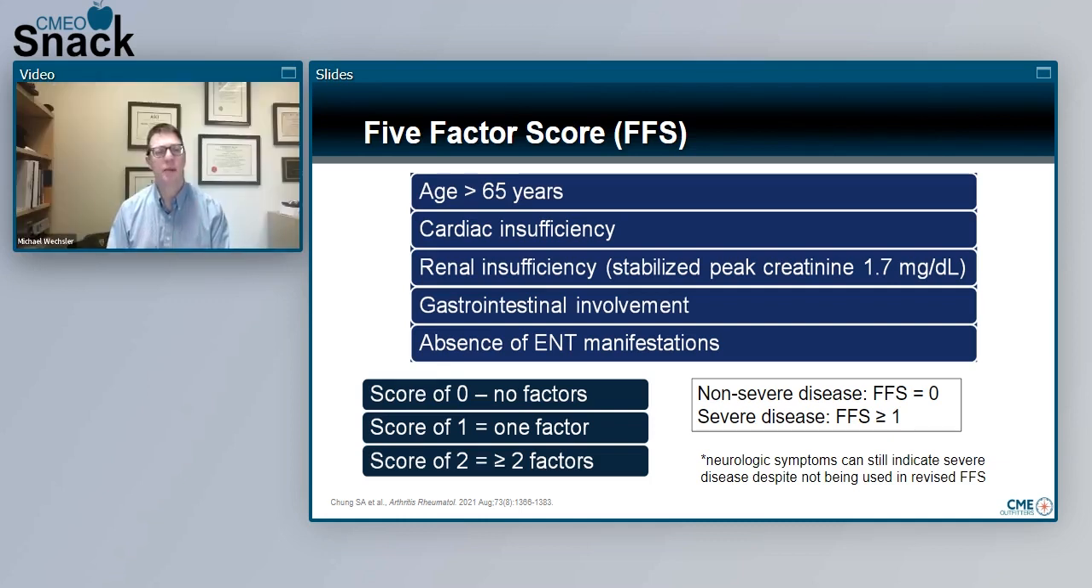Okay, really, really important. So what you're saying is our first goals are really to induce remission in our patients, and we do that with corticosteroids in everybody. And then in patients who have more severe disease, as demonstrated by any of these factors in the five-factor score, particularly older age, cardiac, renal, GI involvement, for those patients, you really want to consider some type of induction therapy with a drug like cyclophosphamide.